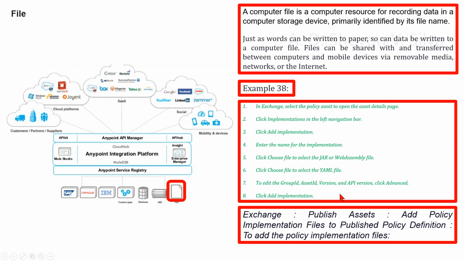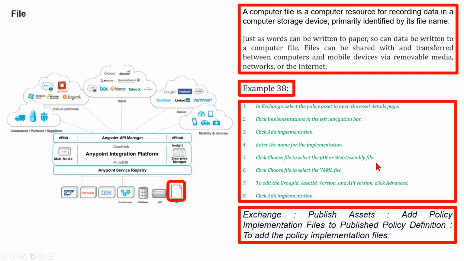Required implementation files are binary, such as WebAssembly, WASM file for Flex Gateway, or jar file for Mule runtime, and YAML metadata. Before adding the policy implementation file, ensure that the policy definition asset is in the stable state. To add the policy implementation file in Exchange, select the policy asset to open the asset details page. Click implementation in the left navigation bar. Click add implementation. Enter the name for the implementation.